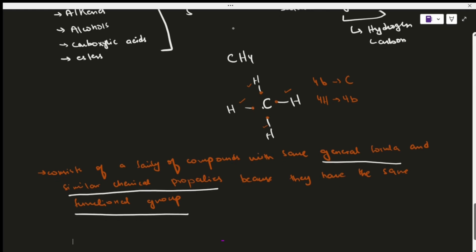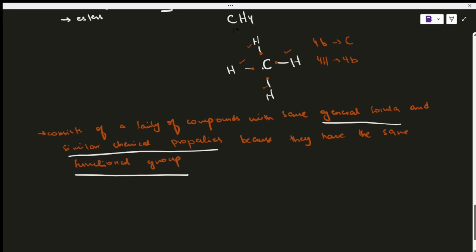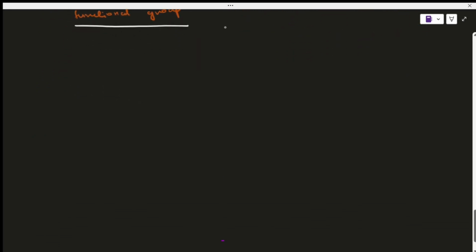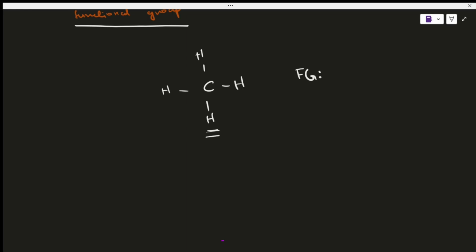Let's first understand what the term functional group means. Again I'll draw the structure of an alkane molecule. So this is CH4, right? Now let's try to understand what the functional group is. The functional group, by definition I'm writing it as FG, is something that is going to decide how a molecule actually reacts. So this functional group here is going to decide how this alkane molecule is going to react with other molecules.